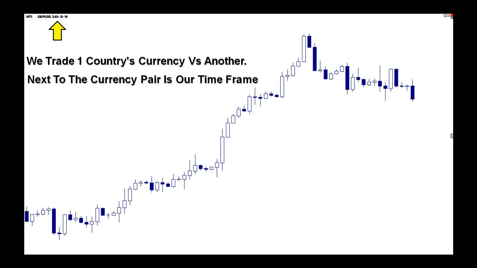If you look now at the top left-hand side of my screen, you will see that there's a 240 next to the name of the currency pair. That number denotes that this time frame is 240 minutes per candlestick. That means that each candle represents what the market has done during that time frame. Does that make sense to everybody?